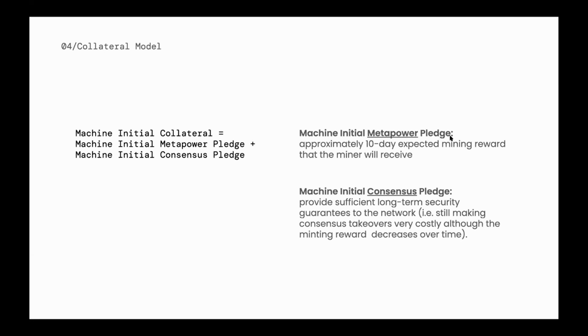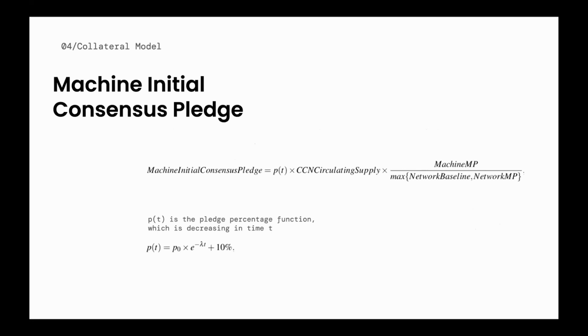For the initial meta power pledge, it is simple: just 10 days of expected miner reward. For the initial consensus pledge, it is a little bit complicated, so we came up with this mathematical formula. I don't want to confuse you, but I just want to make one point. Remember, in our design principle, we care about fairness. What does fairness mean? It means that for miners, no matter whether you come today, or 1 month later, or 1 year later, the cost of your collateral should not change dramatically over time, right?